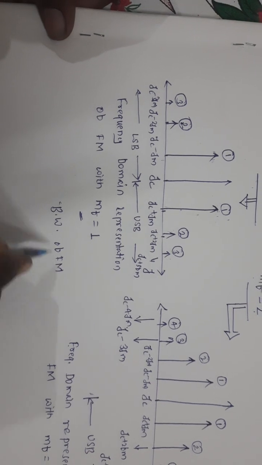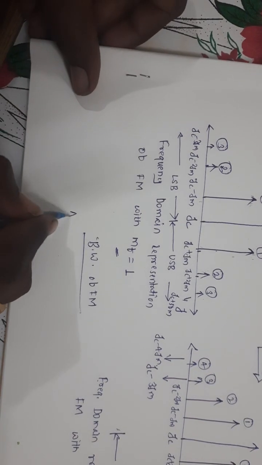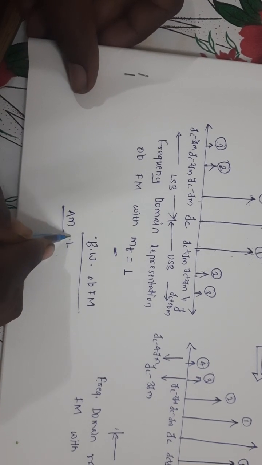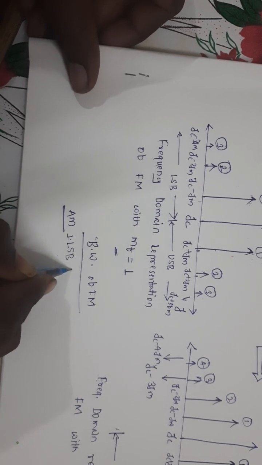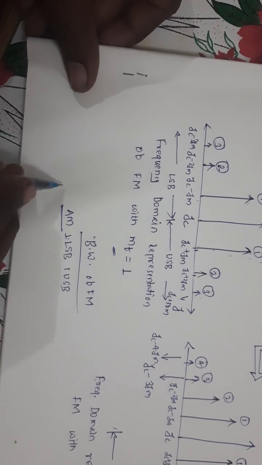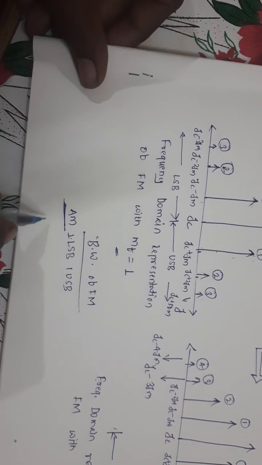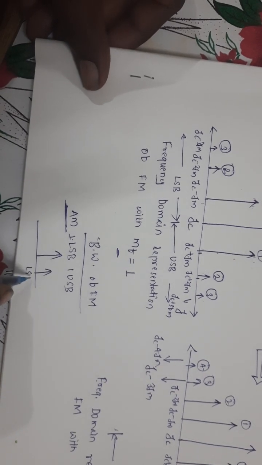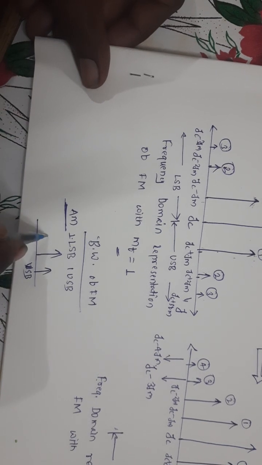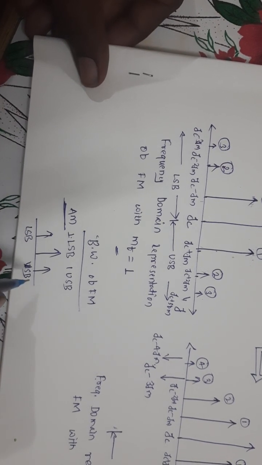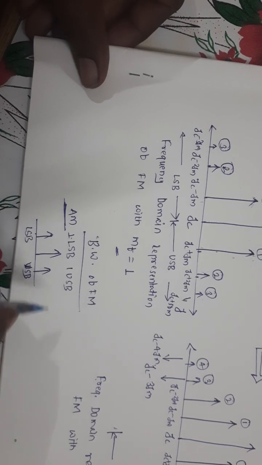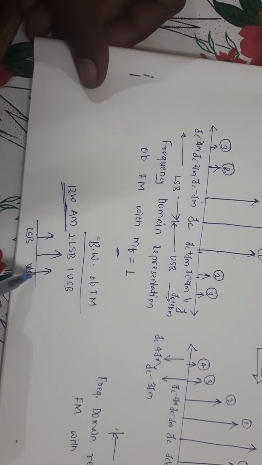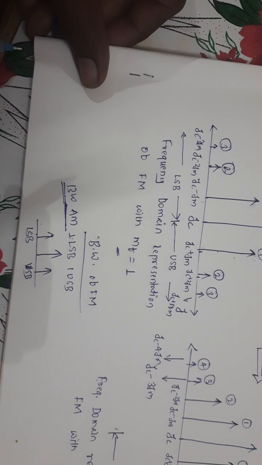Now dear student, always keep in mind that in AM there are only two sidebands, one LSB and one USB. So if we want to calculate the bandwidth of AM, then it is very simple. Here it is USB, and here it is LSB. So upper sideband minus lower sideband gives me the bandwidth of AM. So higher frequency minus lower frequency gives me the bandwidth of AM.